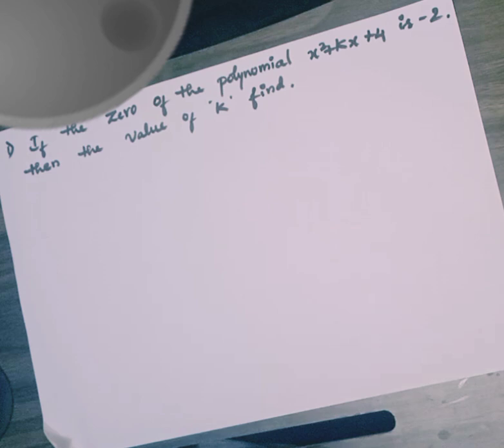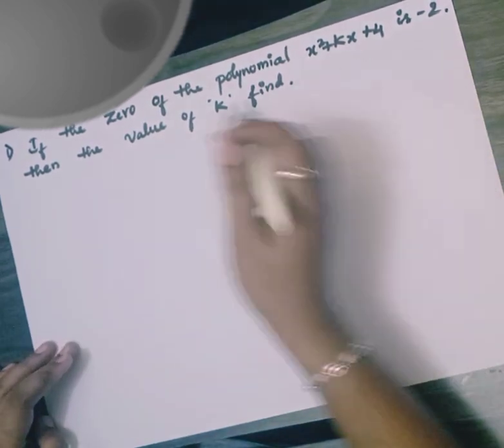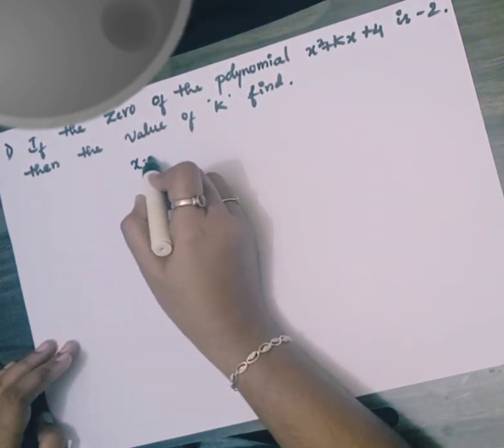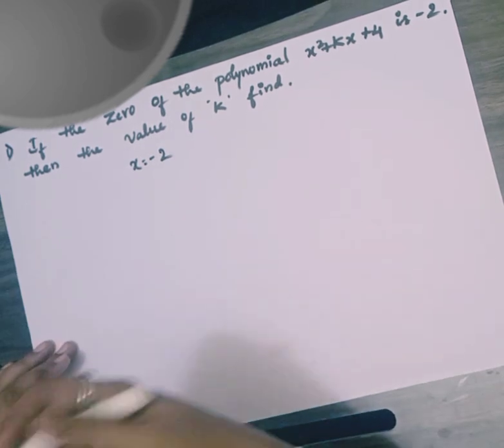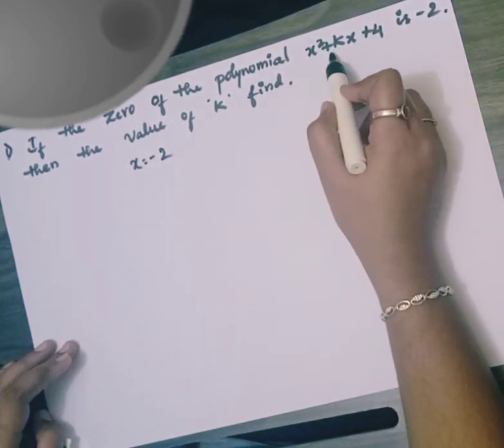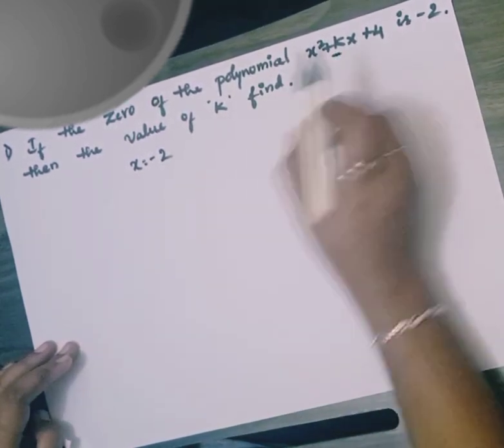Here we have the first question. If the 0 of the polynomial x square plus kx plus 4 is minus 2, then find the value of k. They already said the 0 of the polynomial is minus 2. So x is equal to minus 2. Another value we don't know, but using this we need to find out the k value.